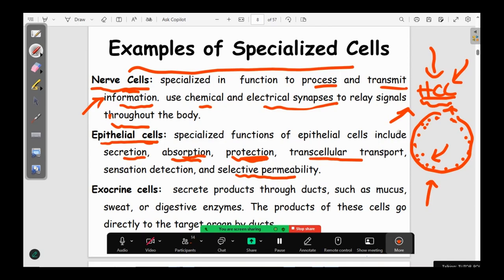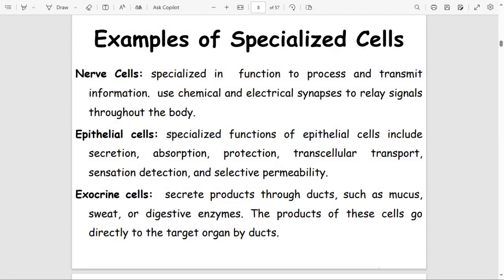And then other specialized cells, we can talk about the exocrine cells. They secrete products through ducts such as mucus, sweat, and some digestive enzymes, which are secreted by what? These exocrine what? Glands. The products of these cells go directly to the target organs by these ducts here. So any questions there, guys, on what I've explained on the specialized cells? If there are no questions, I'll move on.